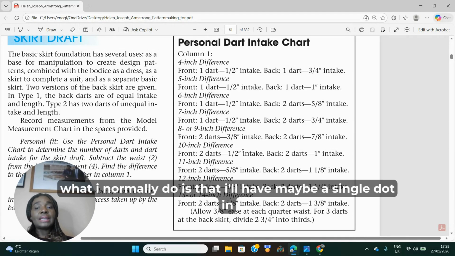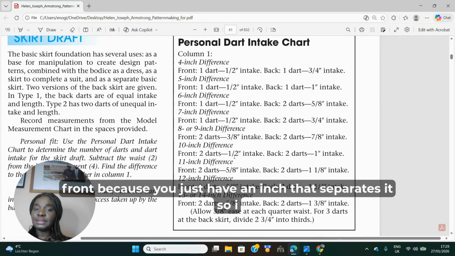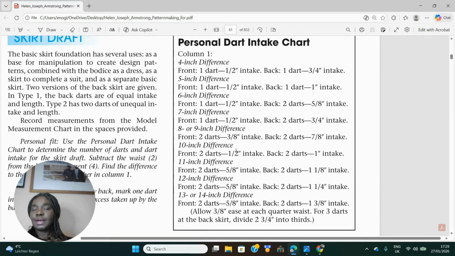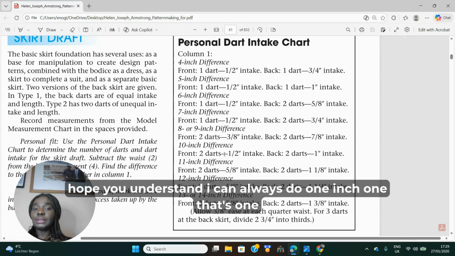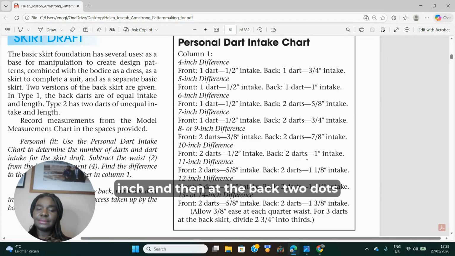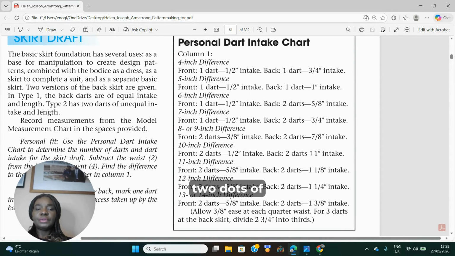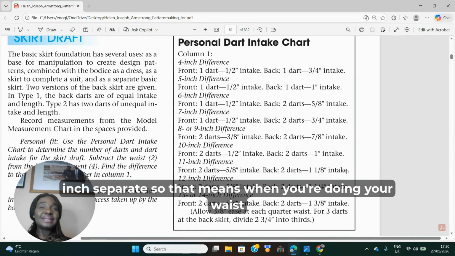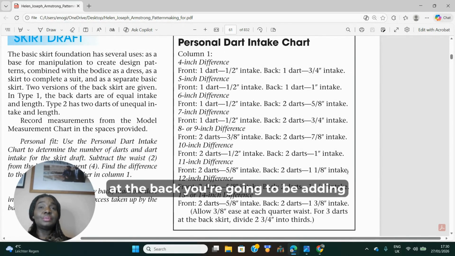But what I normally do is that I'll have maybe a single dart in front because it just has an inch that separates it. So I can always do 1 inch. I hope you understand. I can always do 1 inch, one dart at one side, one dart at the other side, each of it 1 inch. And then at the back, two darts on one side, two darts on the other side, and each of those darts 1 inch separate. So that means when you're doing your waist at the back, you're going to be adding at least 2 inches.